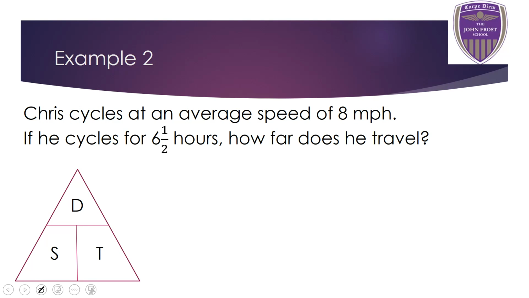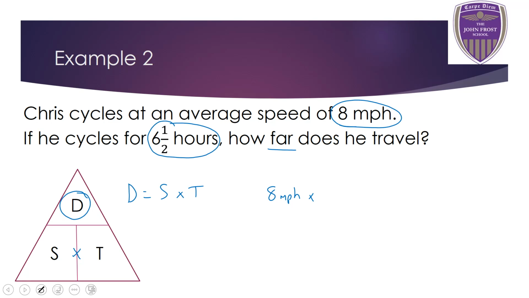Example 2 then. Chris cycles at an average speed of 8 miles per hour. If he cycles for 6.5 hours, how far does he travel? So the question this time is how far he travels. So that's the distance. So I know that if I want to find distance, I'm going to multiply speed and time together. So distance is speed times time. In the question, I know the average speed he travels is 8 miles per hour. So it'll be 8 miles per hour multiplied by how long he travels, which is 6.5 hours. So that's going to be times 6.5 hours.